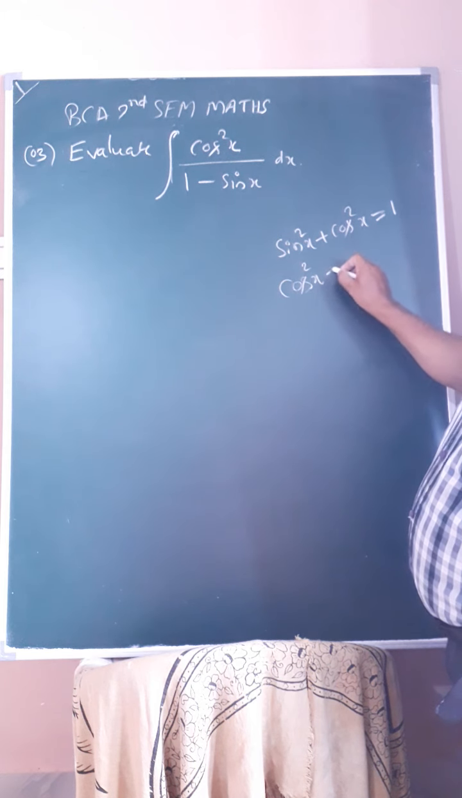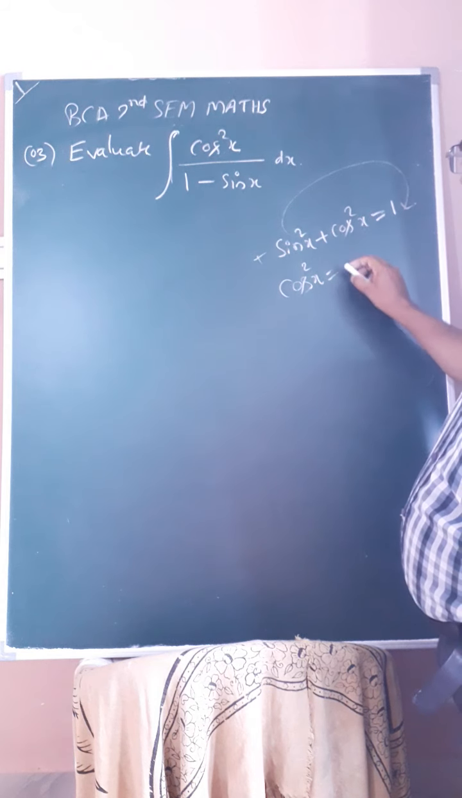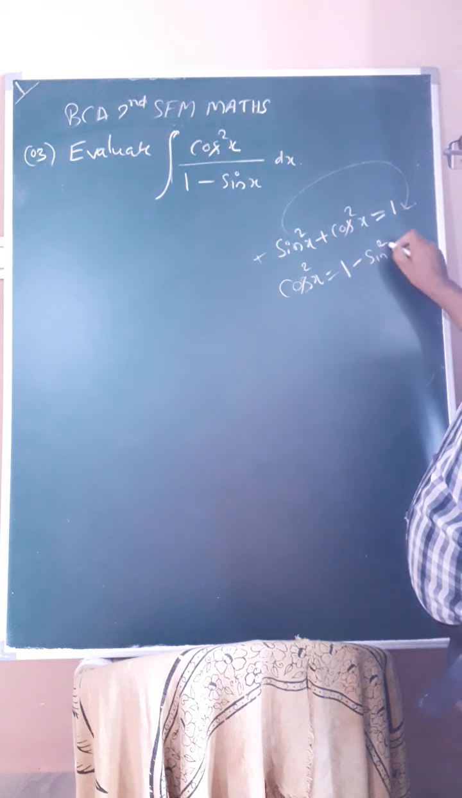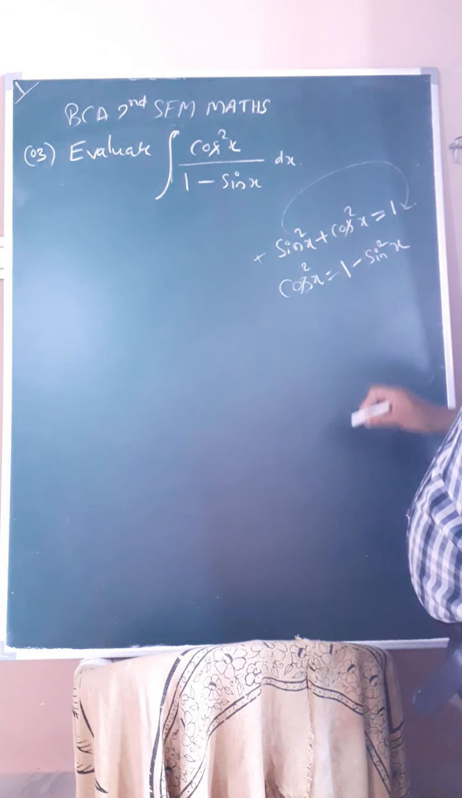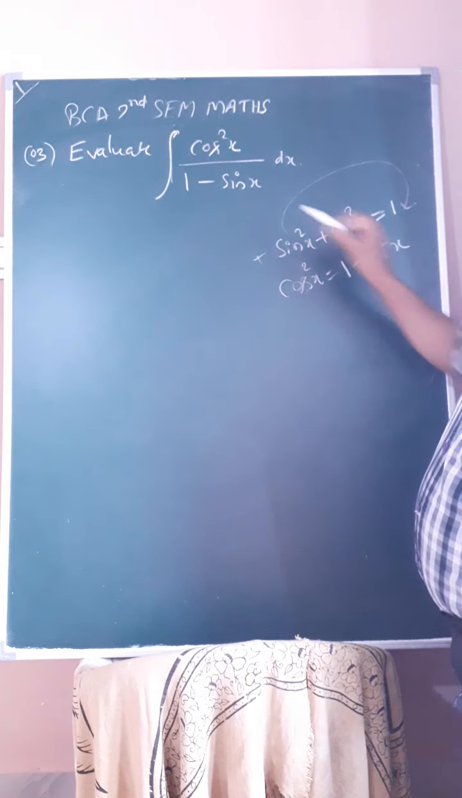Cos square x is equal to 1 minus sin square x; sin square comes to this side, and since it is plus, it becomes negative. Cos square can be written as 1 minus sin square x from this identity. Use this formula here.